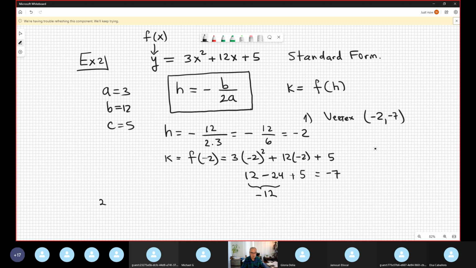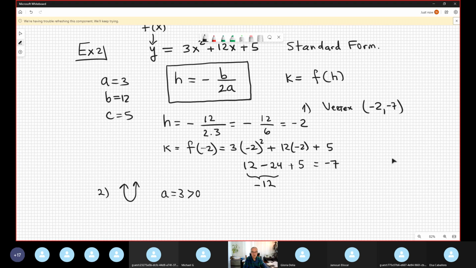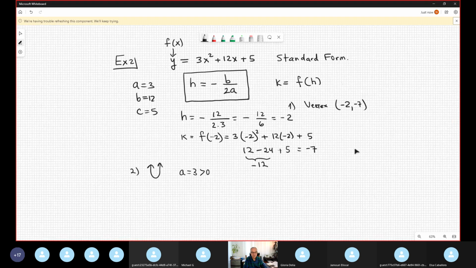Why? I don't understand. Who is blaming that? He said it opens up. Because I need to know the reason, no? A is positive. Because A is 3, it's positive. Okay, this is the reason. End of the story. Number 3 is determine the x and y intercepts.